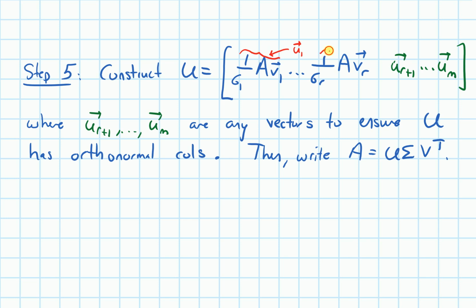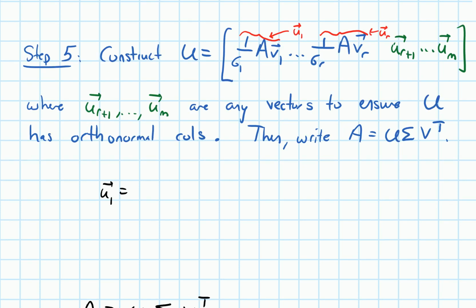So U1 up until UR are going to be formed using that formula. And then after that, we may have more columns in U. We need to have enough columns to make a basis for Rm. So those vectors, UR plus 1 up until UM, are any vectors that would just guarantee that this matrix has orthonormal columns. And of course, it's got to be square. Okay, so after we form this matrix U, then we're going to form A in this singular value decomposition. All right, so let's begin by writing down what the vectors U1 up to UR are. So in our problem, U1, where'd it go?